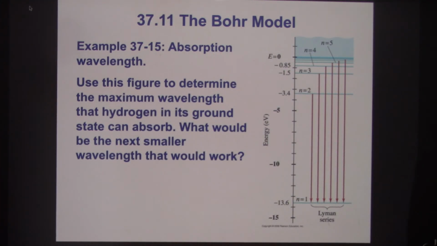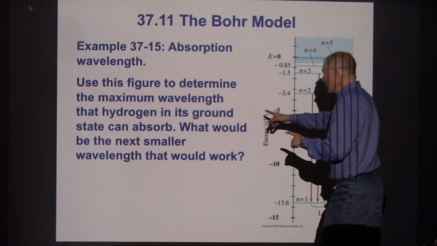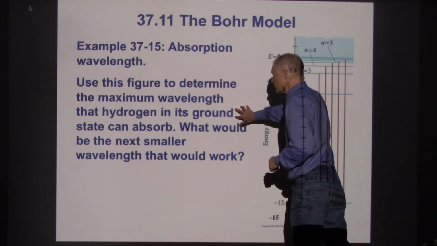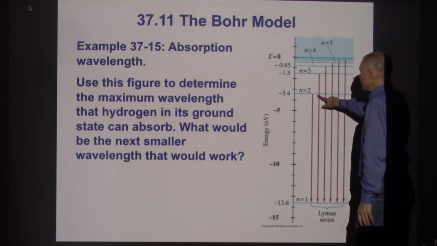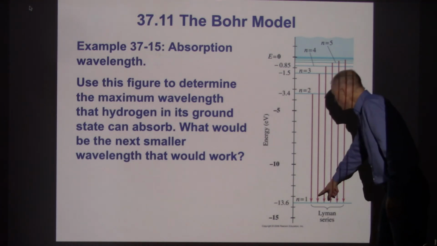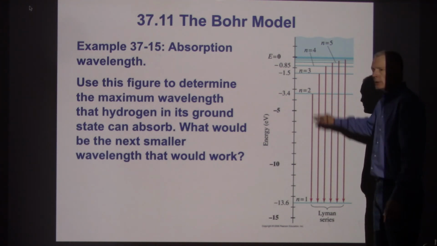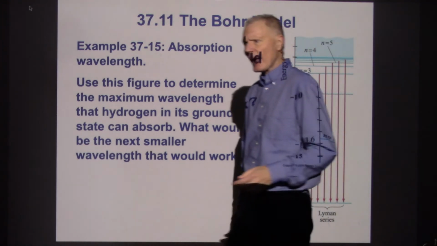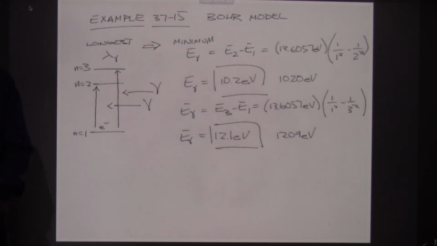What is the minimum energy a photon could have that would enable it to take an electron in the ground state and raise it to an excited state? Well, the lowest energy photon would need to be able to go from state 1 to state 2. And that photon would have energies of 10.2 eV.